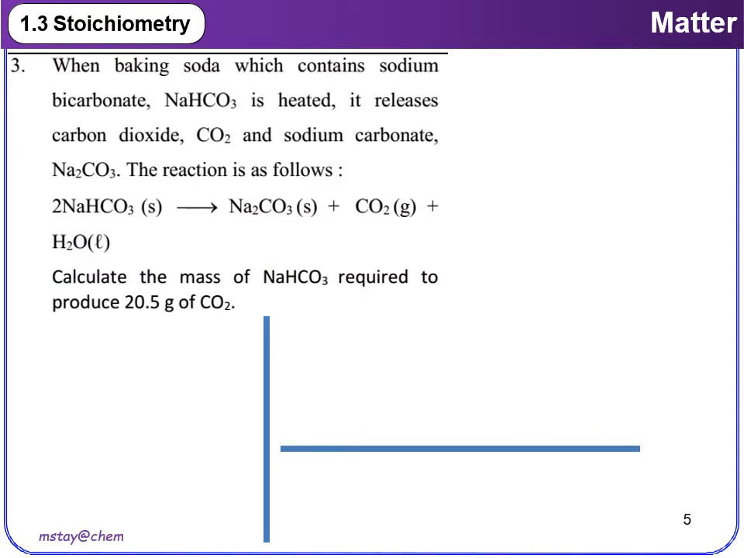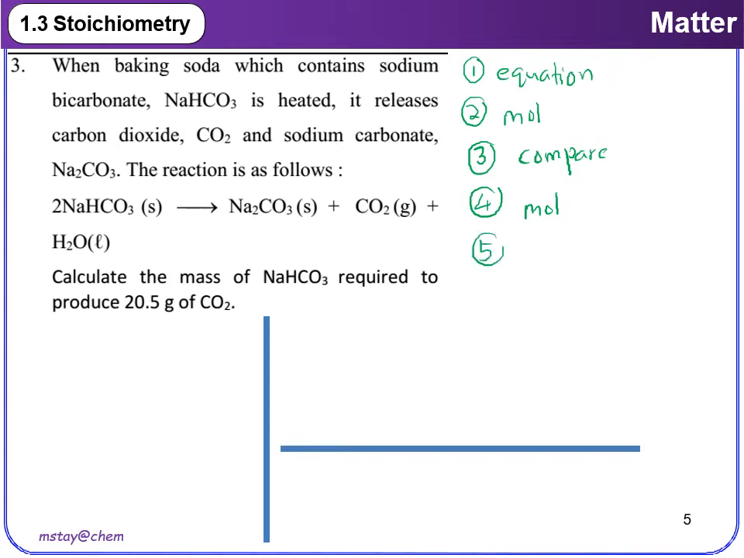Still remember the steps that we revised just now? Let's recall. First, we need to have a balanced chemical equation. Second, we need to find out the number of mole. Third, we need to do the comparison between two substances. Fourth, we are going to determine another number of mole. And lastly, we are going to convert the number of mole to mass, volume, or particles.